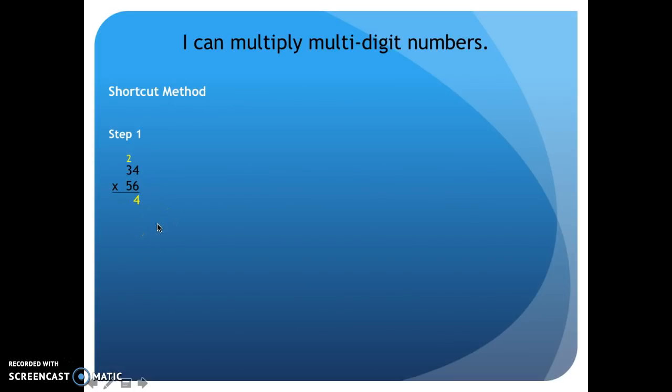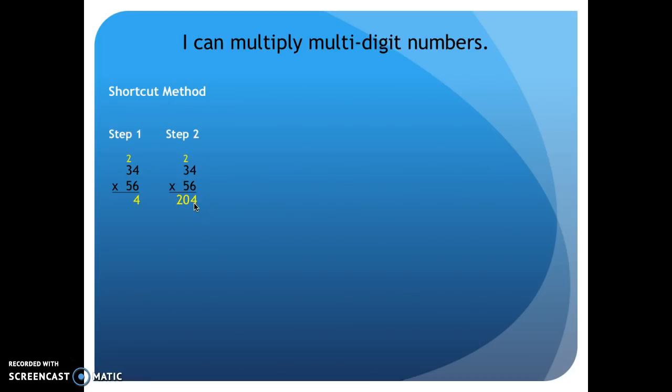Now I'm just going to rewrite what we have so far over here. You don't have to do this. On your paper, you would just keep going. So over here, I already did 6 times 4, so now I'm going to do 6 times 3, or really it's 6 times 30. So 6 times 3 is 18, plus 2 more is 20. So 6 times 34 is 204.